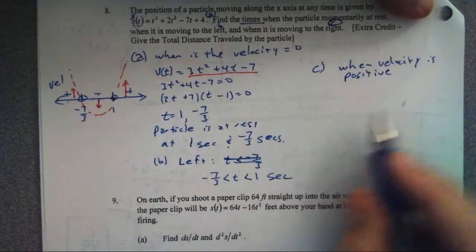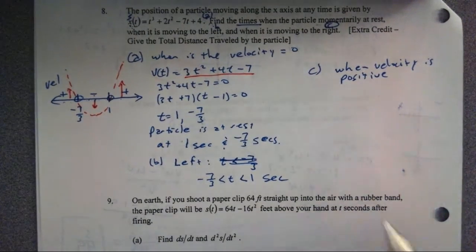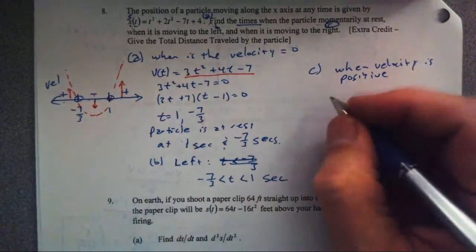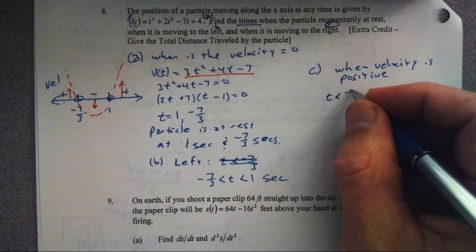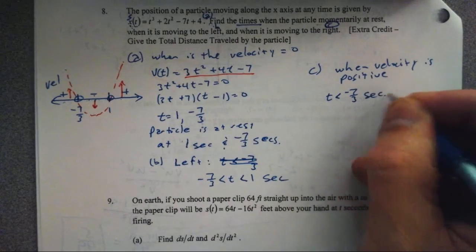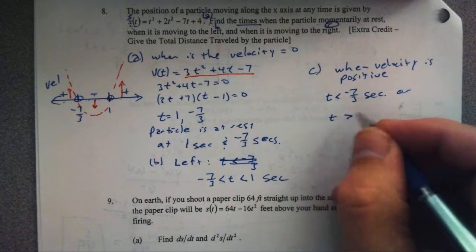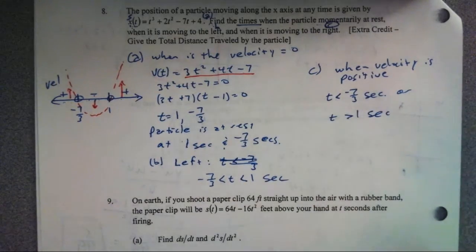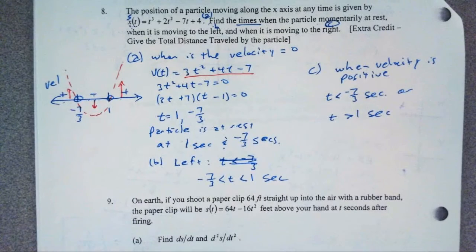We'll have to talk more and more about the little notations that are kind of safety nets on the AP test. So when is it? That would be when t is less than negative 7/3 seconds, or when t is greater than 1 second. Okay, we can put those in normal notation as well, but that should do it for us.